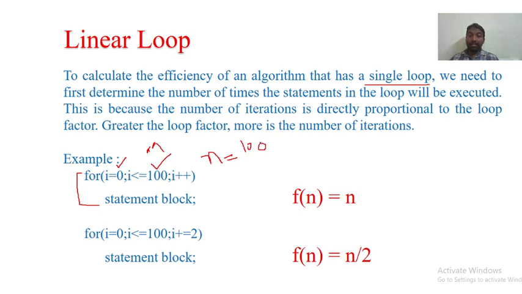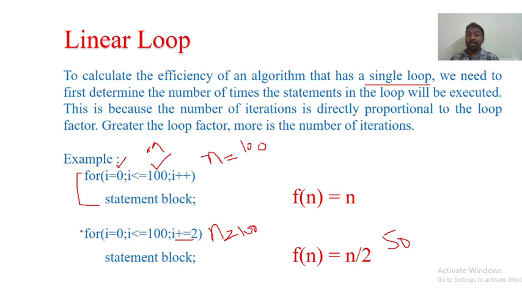100 seconds. Suppose i is incremented by 2, and now n equals 100. Then how many times is it going to execute? N by 2, which is nothing but 50 times here, because every time it has been incremented by 2. It means half of the time it has been executing.